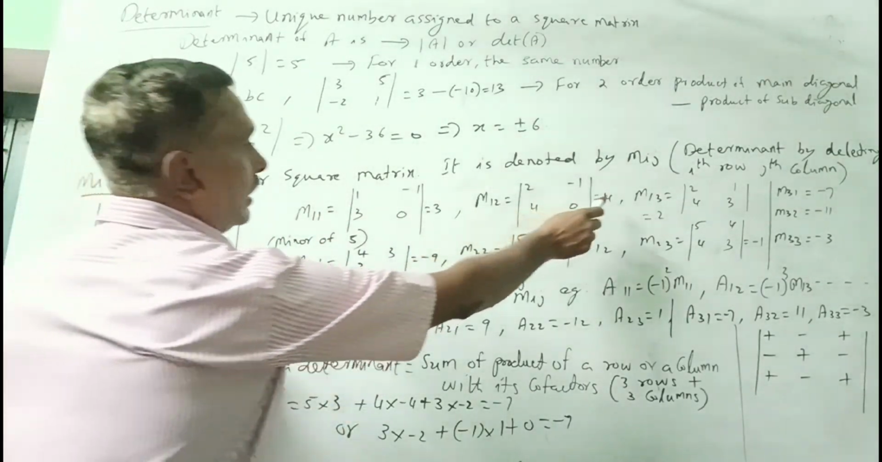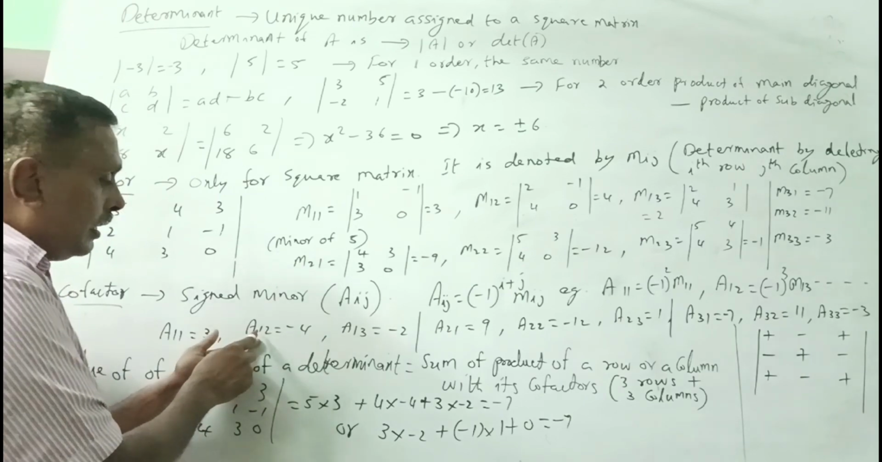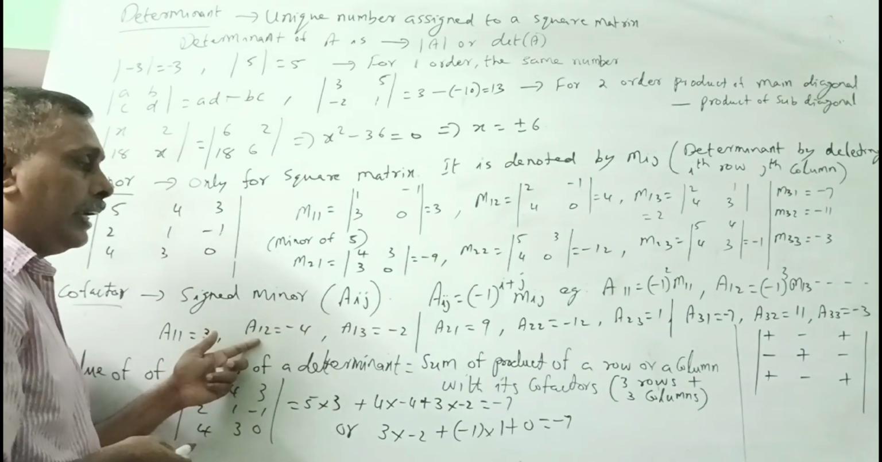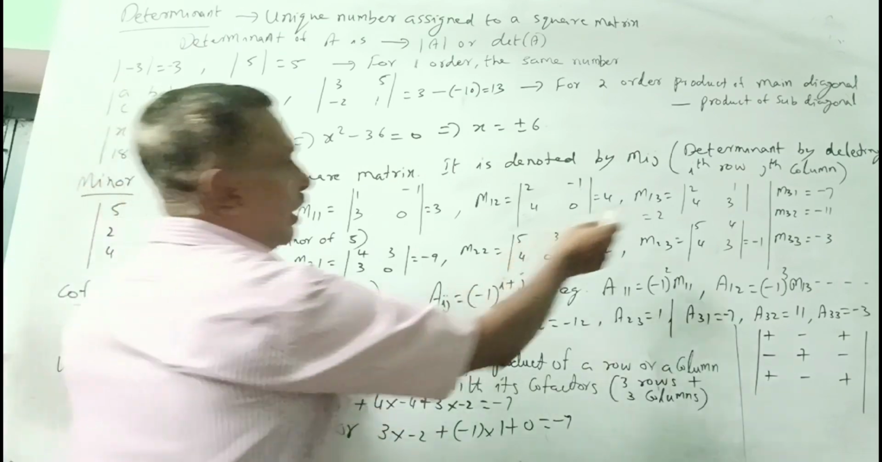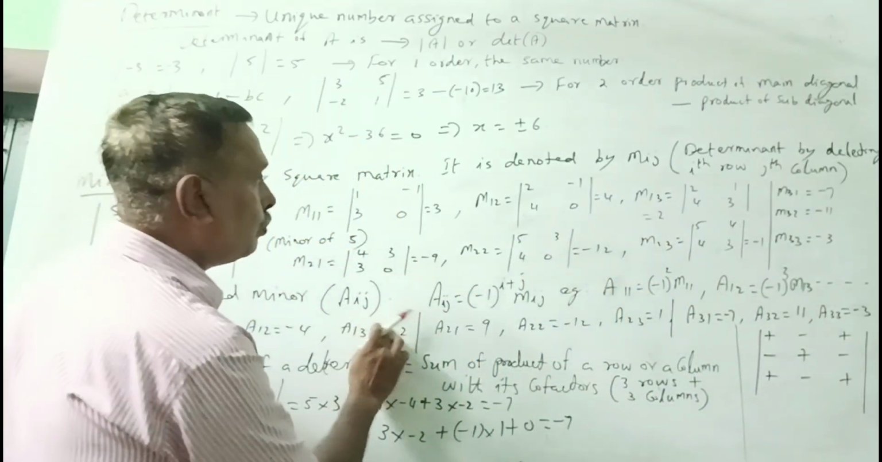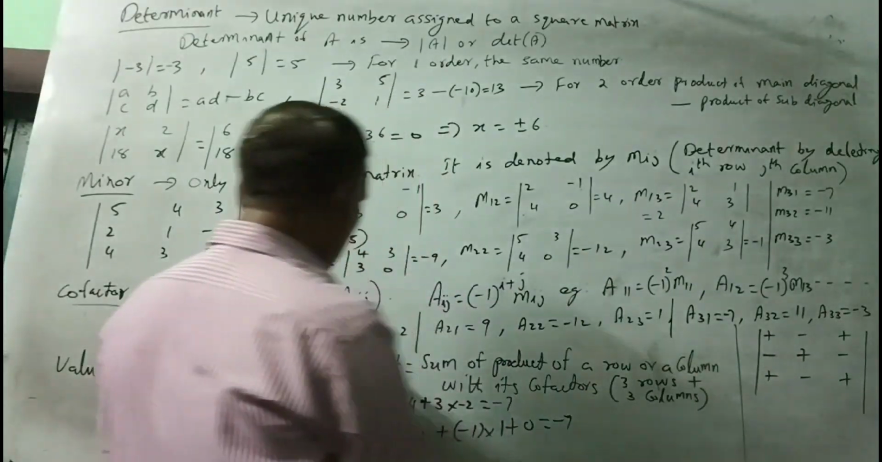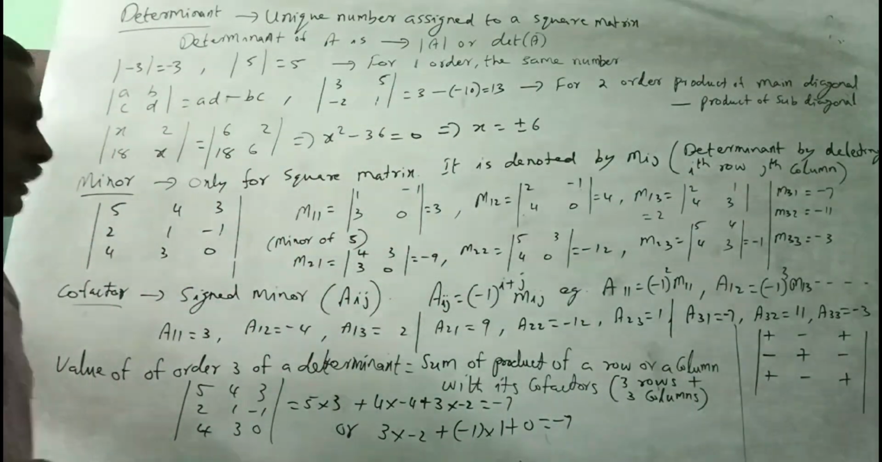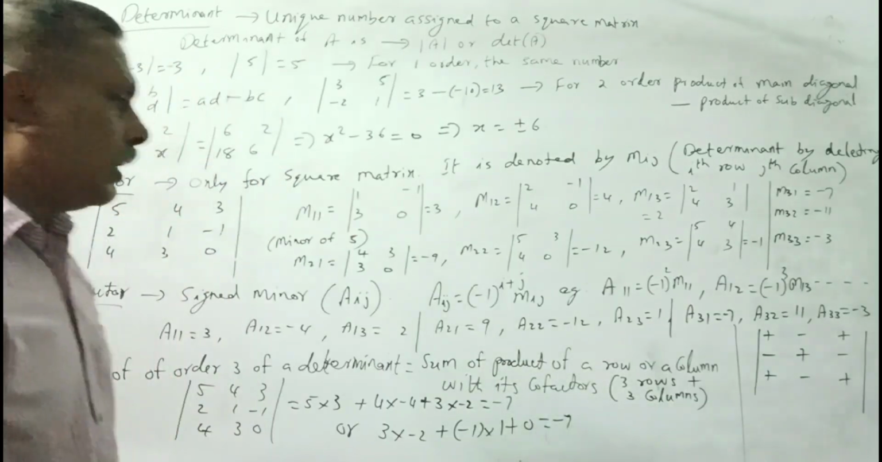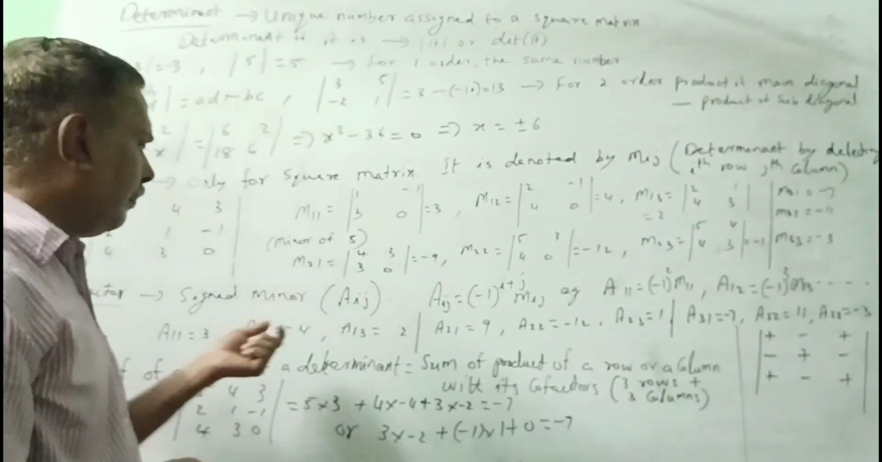But for A12, the sign will be changed because 1 plus 2 is 3, minus 1 raised to 3 is negative. Similarly, A13 is 2, so same here, A13 is 2 only, whatever M13 is, because minus 1 raised to 1 plus 3 is 4, that itself is the answer. Similarly, all other elements you can calculate, only keep the sign change in mind.